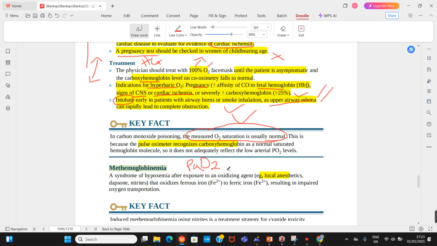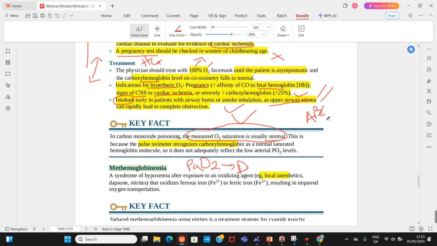Dissolved. That's the word. The one that is dissolved in the plasma. You see, the thing is, this one that is dissolved in the plasma is not affected, because the problem is with hemoglobin. So this one is normal. They will give you that they do ABG, and PaO2 is normal. You are not worried.